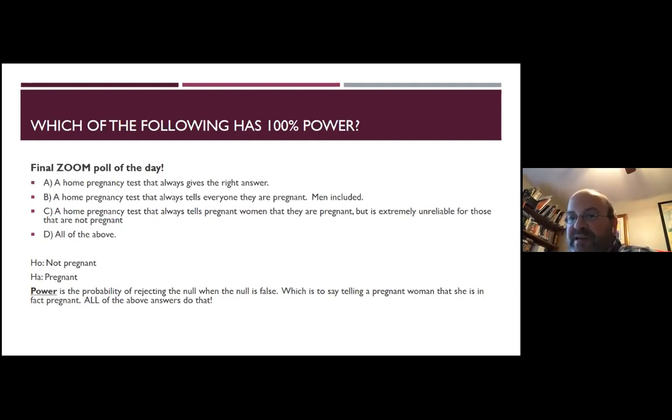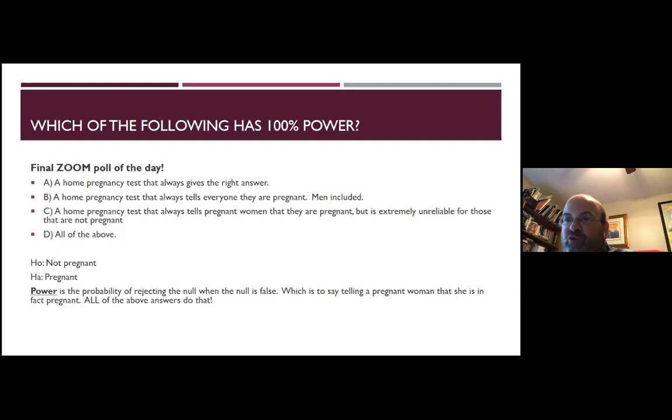So why does one take a home pregnancy test? In order to identify whether or not they are pregnant. So that would be the alternative hypothesis. Power is the probability of rejecting the null when the null is false.